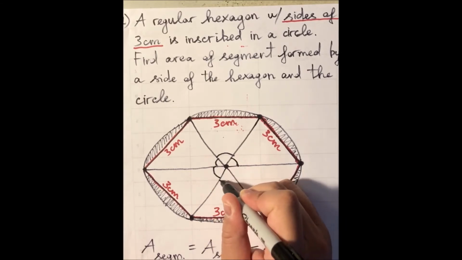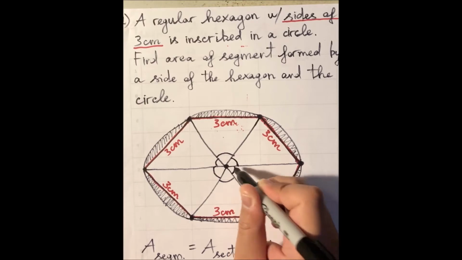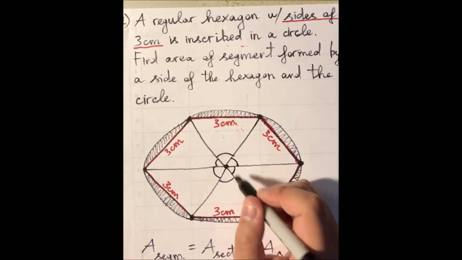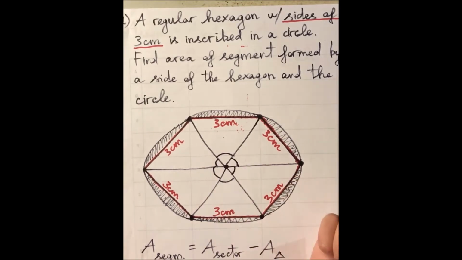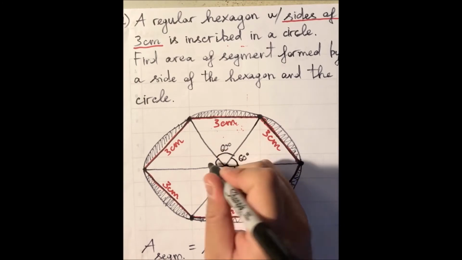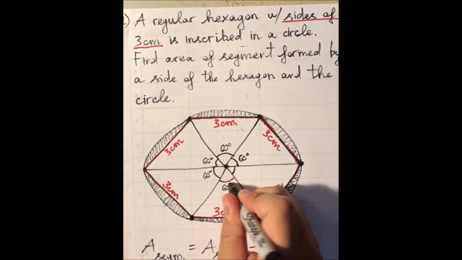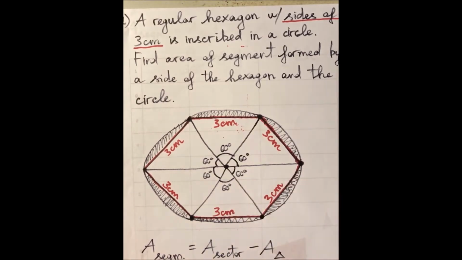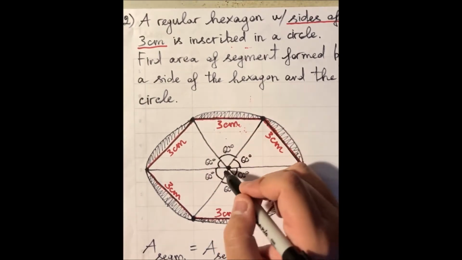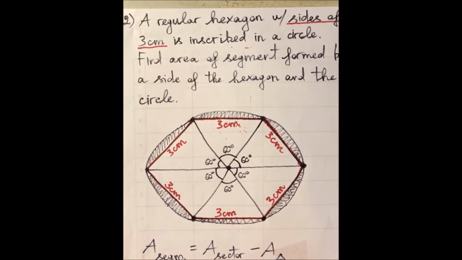And that degree can be found by taking the total degree, which is 360, and dividing by the amount of central angles that we have. So we got 6 central angles. So 360 degrees divided by 6 central angles is going to give us 60 degrees for each of these 6 central angles. And of course, these black lines right here that connect the center of the circle to each of the vertices of the regular hexagon are called the radius.